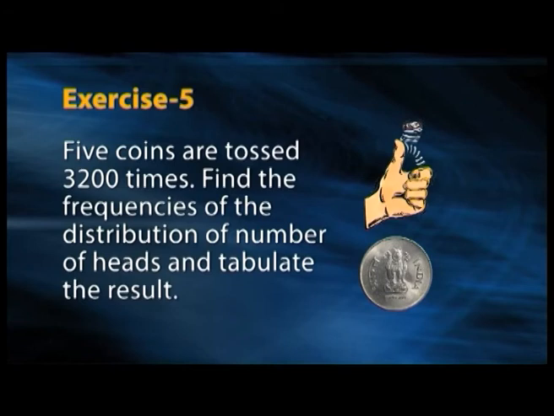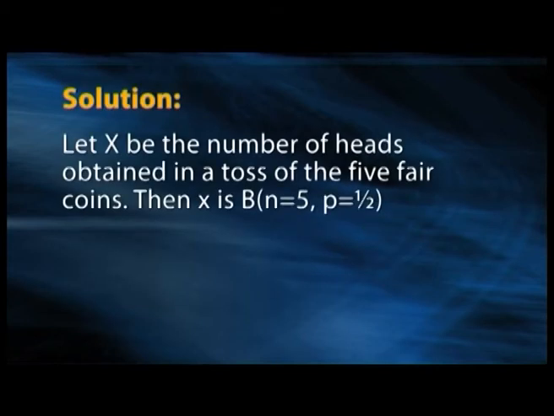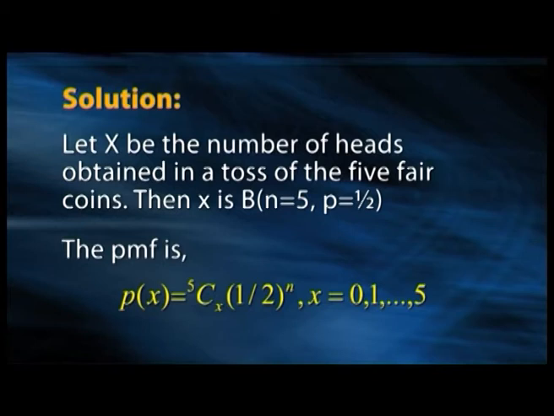5 coins are tossed 3200 times. Find the frequencies of the distribution of number of heads and tabulate the result. Let x be the number of heads obtained in a toss of 5 fair coins. Then x is a binomial variate with n equal to 5 and p equal to half. The probability mass function is p of x is equal to 5cx into half power n, where x takes values 0, 1, etc., 5.